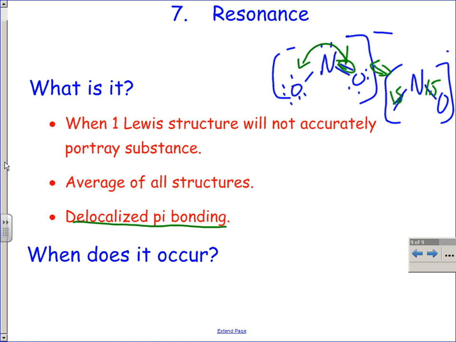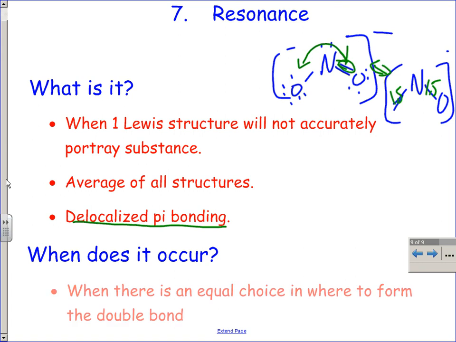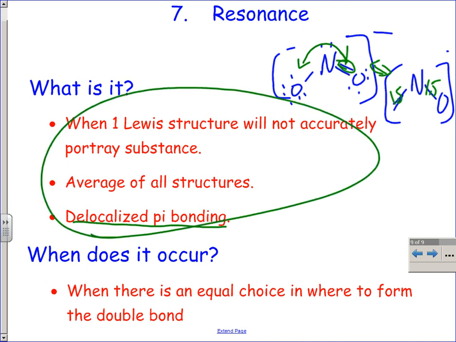The second thing, when does it occur? Well, this is one that more people are comfortable with. Remember, it occurs when you've got an equal choice about where to put a double bond. That most people are comfortable with. But these other ideas in here, sometimes people are a little more hazy on those. Make sure you clearly understand what's happening with resonance.